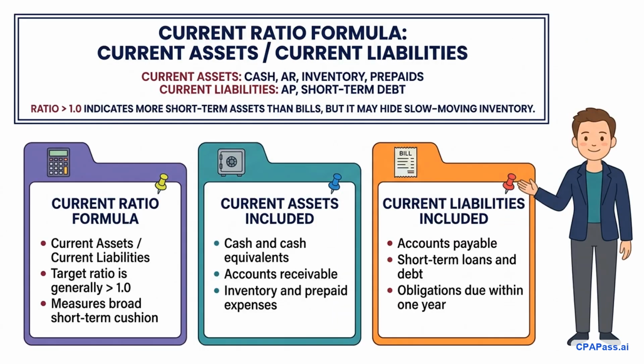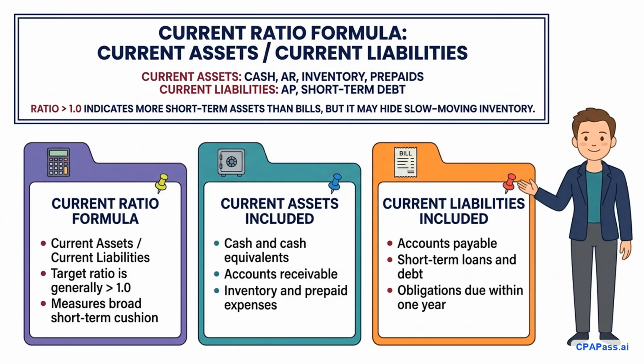Let's start with the most common measure of broad liquidity, the current ratio. The formula is straightforward: current assets divided by current liabilities. Current assets include cash, accounts receivable, and inventory, assets you expect to convert to cash or use up within 1 year. Current liabilities represent your short term bills, like accounts payable and short term debt, due within that same year.